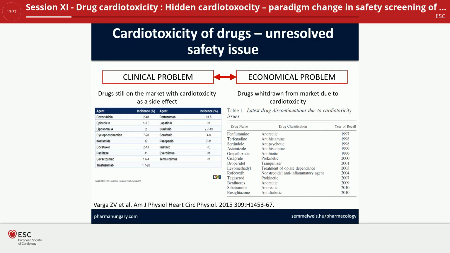There's also an economic problem because there are a huge number of drugs withdrawn from the market due to cardiotoxicity, and this can be very hard for the pharma companies who are producing these drugs. In several cases, such withdrawals really gave a very hard time to pharma companies. So here I will focus later on rofecoxib, which was withdrawn from the market due to unexpected cardiotoxicity by the manufacturer. So in this case, the manufacturer decided to withdraw it from the market.